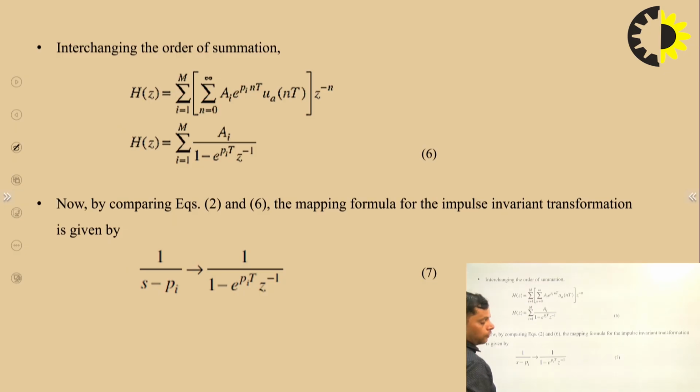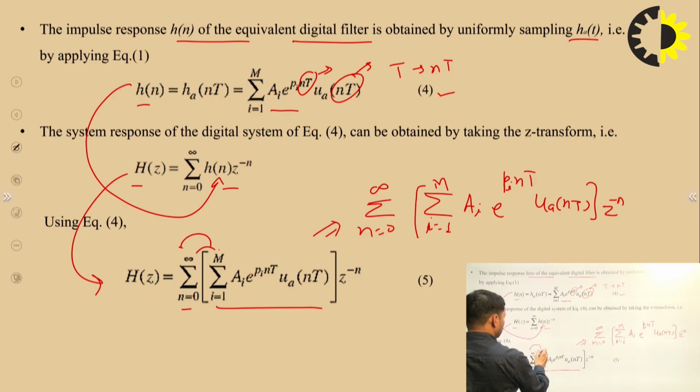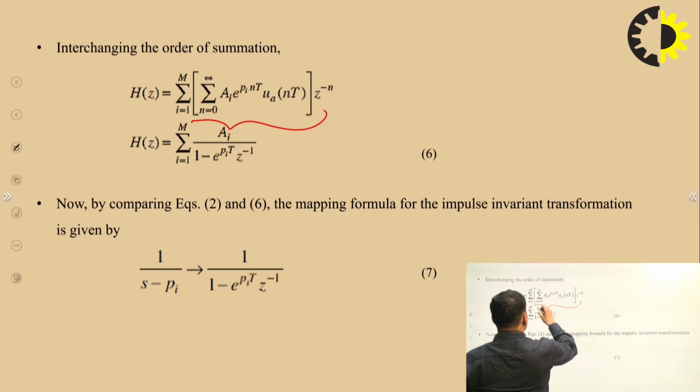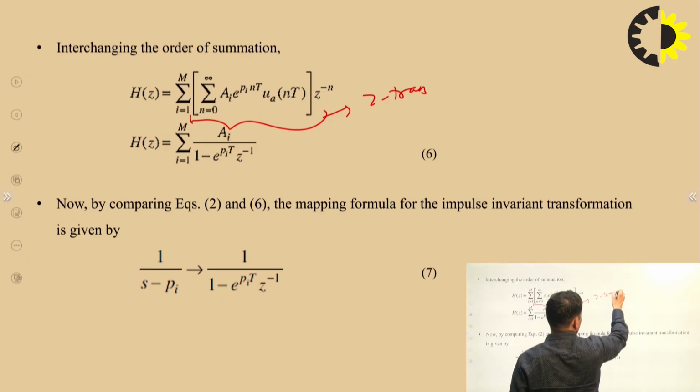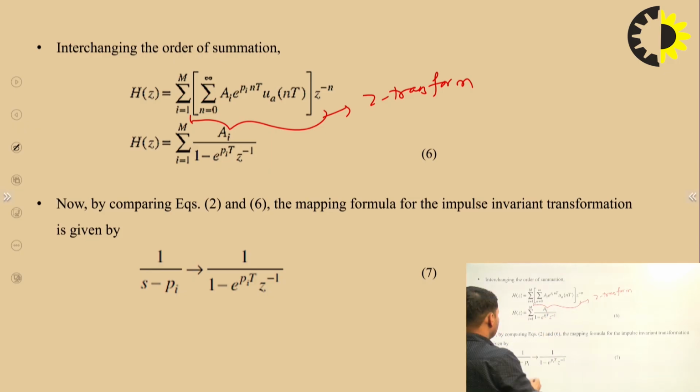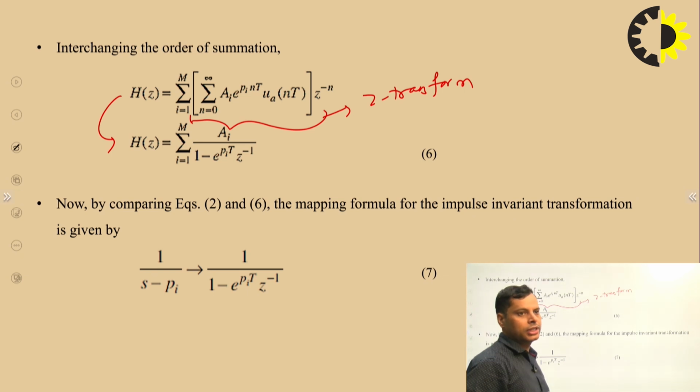For solving H of Z, interchanging the order of the summation signs, these two signs can now be interchanged accordingly. So, summation of i equals 1 to m, summation of n equals 0 to infinity, A i e raised to the power p i n t, u of n t, into Z raised to the power of minus n. When we perform its Z transform, this result will be equal to H of Z equals the summation of i equals 1 to m, A i upon 1 minus e raised to the power p i t Z inverse.